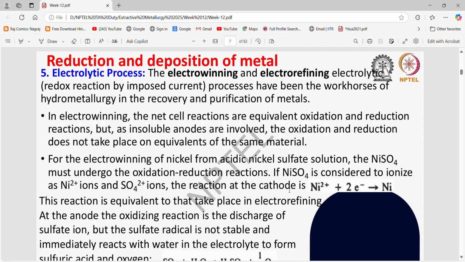For the electrowinning of nickel from acidic nickel sulfate solution, the NiSO4 must undergo the oxidation reduction reaction. If NiSO4 is considered to ionize as Ni2+ ions and SO4 2- ions, the reaction at the cathode is Ni2+ plus 2e- changing into Ni. So nickel from the solution is getting reduced and deposited at the cathode material.